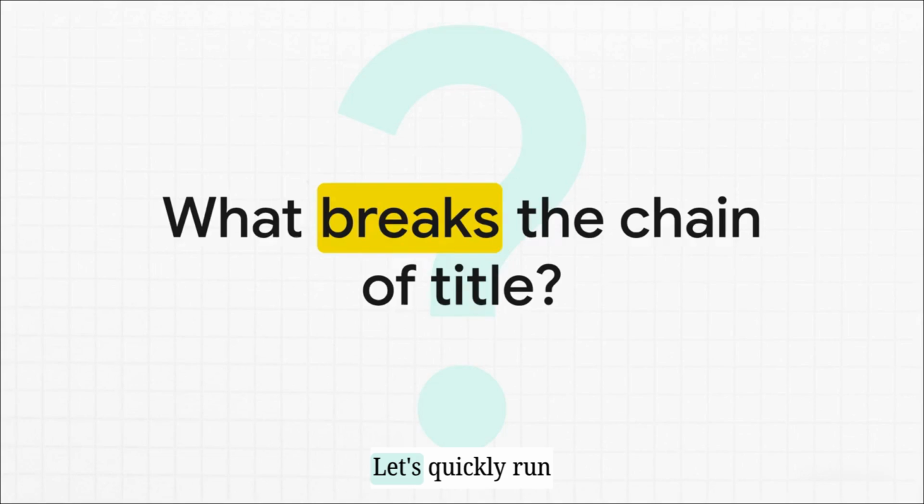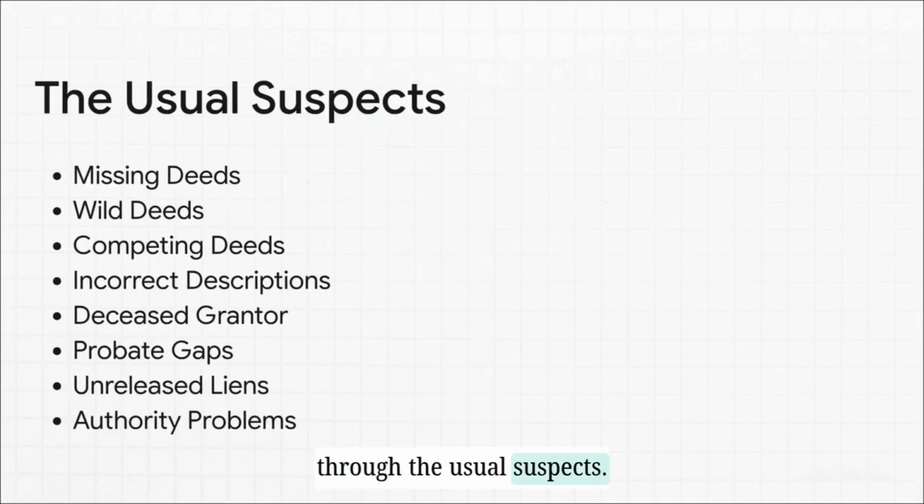absolute halt. Let's quickly run through the usual suspects. We're talking about missing deeds, or wild deeds that fall completely outside the proper chain. You might uncover competing deeds, or bump into major headaches like incorrect legal descriptions, deceased grantors, probate gaps, unreleased liens, and entity authority problems. Seriously, any single one of these can entirely derail a real estate deal.